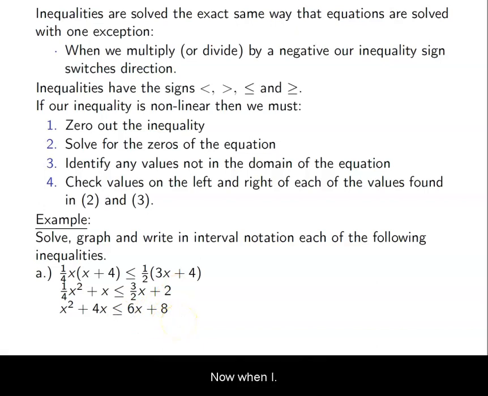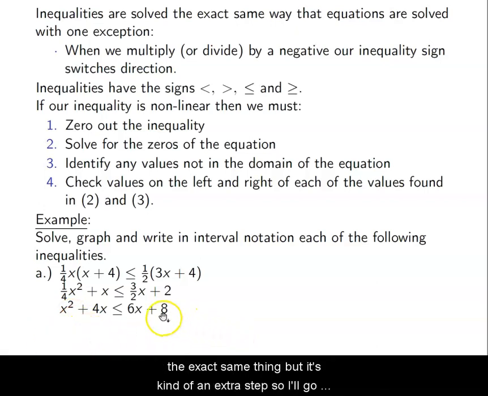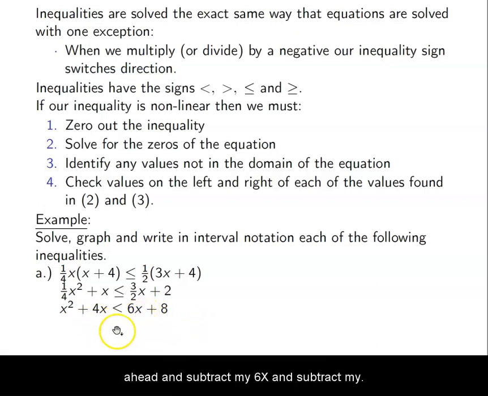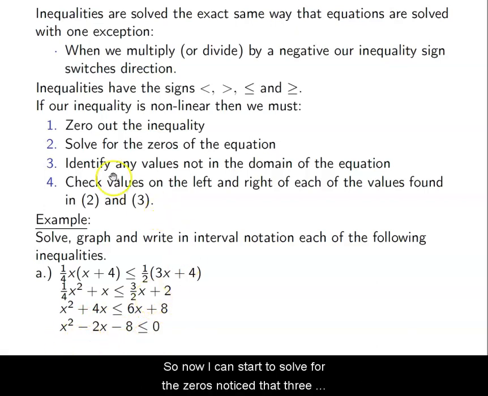Now when I zero out my inequality, I can move things to either side. It doesn't really matter. However, it would be beneficial for me to keep x squared positive. Okay, I could move it over, and then when it's equal to 0, just change the sign on everything and I get the exact same thing, but that's kind of an extra step. So I'll go ahead and subtract my 6x and subtract my 8, and I have x squared minus 2x minus 8. So now I can start to solve for the zeros.